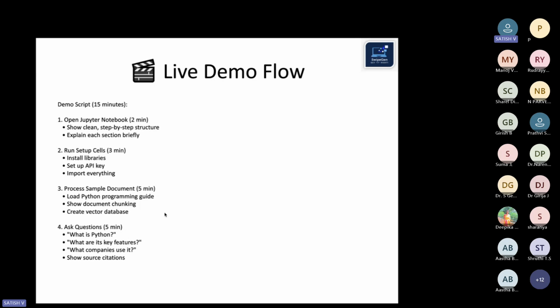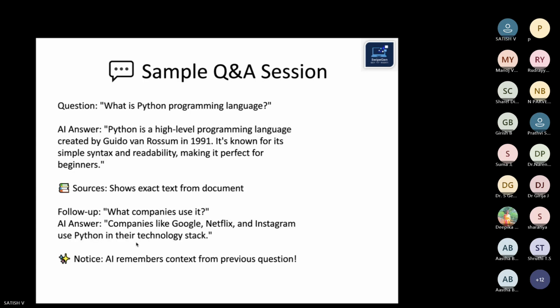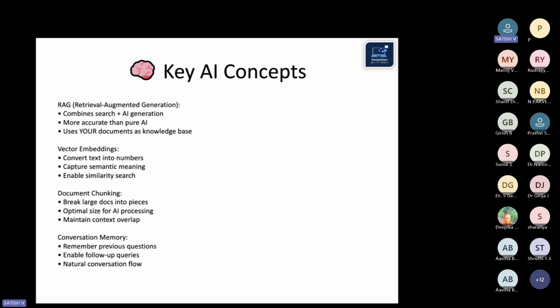Next, I prepared a sample document about a Python programming guide, hardly 250 or 300 words, and I've also clearly shown you the chunking techniques. In the last part, I've also included a few questions: what Python is, what the key features are, all those things. Even you can try asking the model these simple questions. For a sample Q&A like what is Python programming, it will give you all these answers, and also what companies use it and the sources it was extracted from.